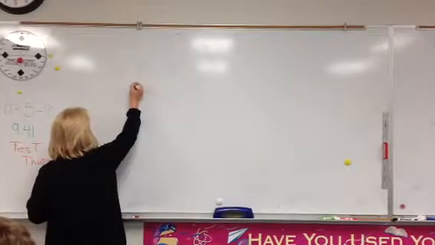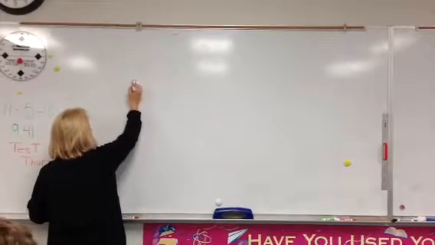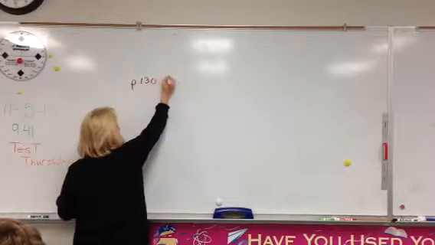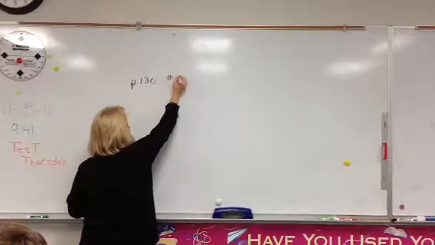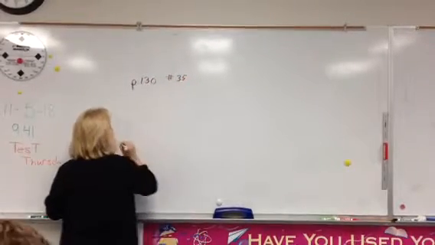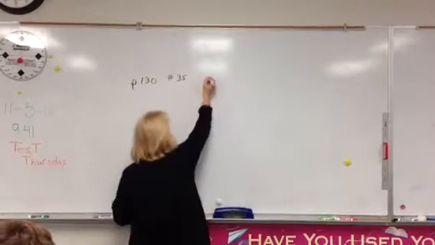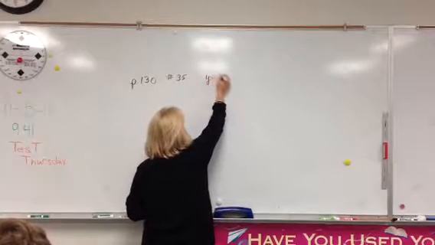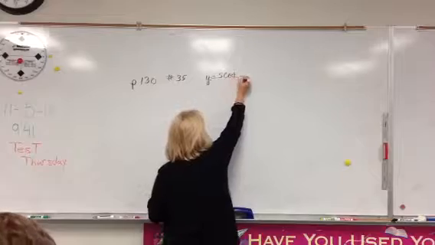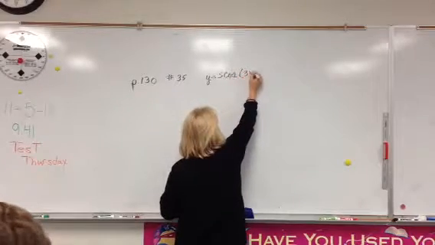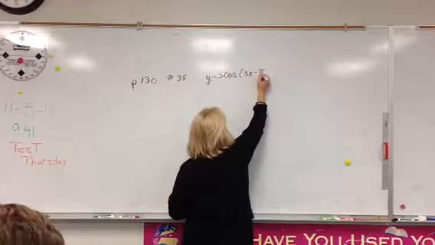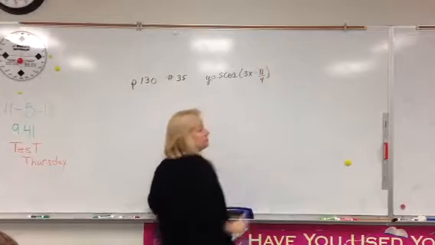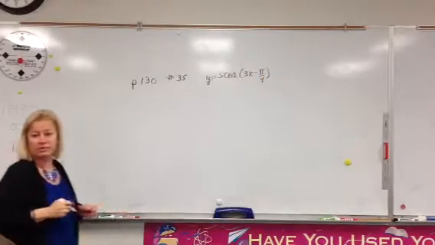Page 130, number 35. And what is the equation? Y equals 5 cosine parentheses 3x minus pi over 4. Okay, are we good to go with that?